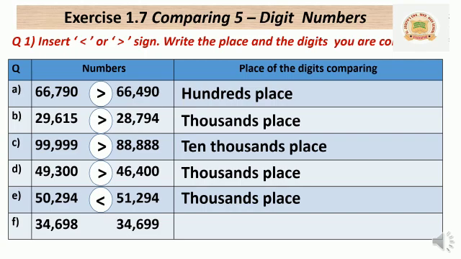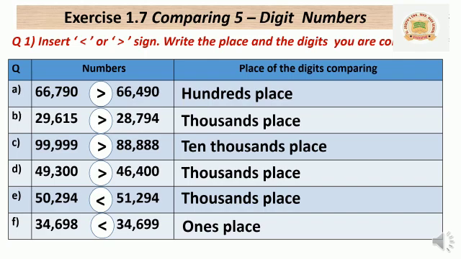Let us do the last question. 34,698 should be compared with 34,699. 30,000 is equal to 30,000. 4,000 is equal to 4,000. 600 is equal to 600. 90 is equal to 90. 8 is smaller than 9. Therefore 34,698 is smaller than 34,699. So which place have we compared here? Ones place.